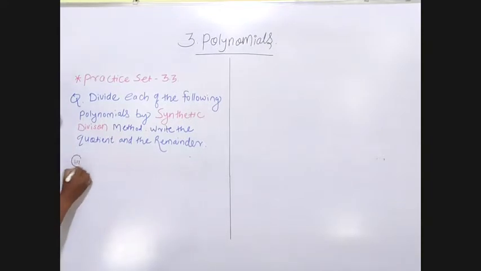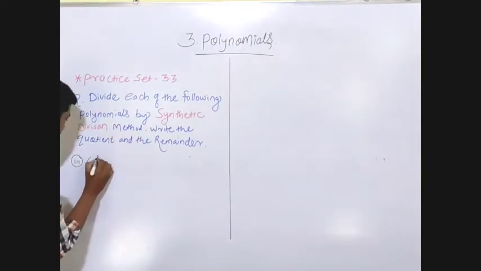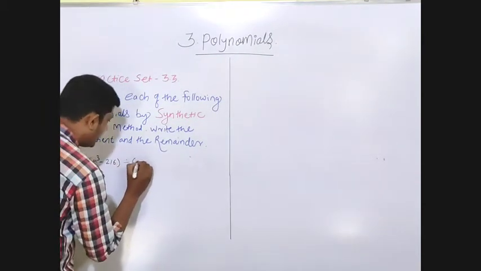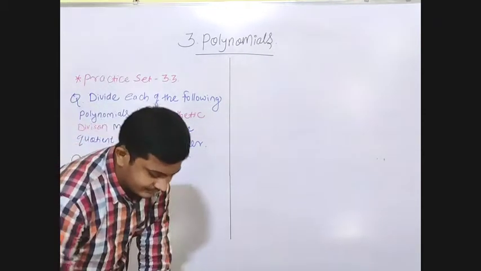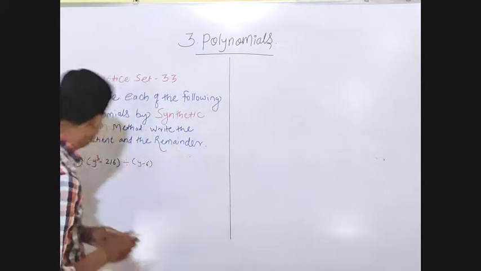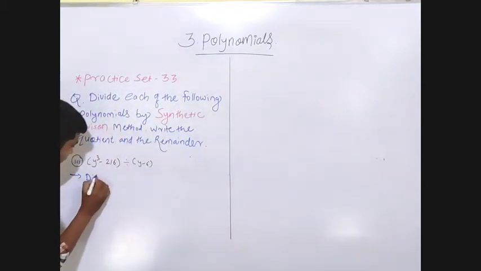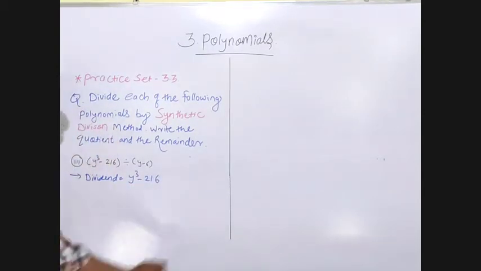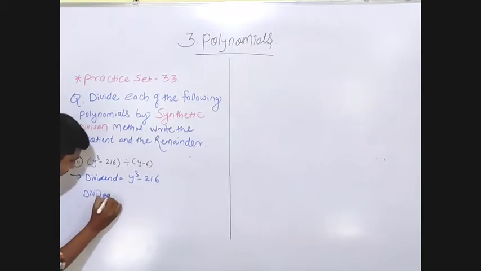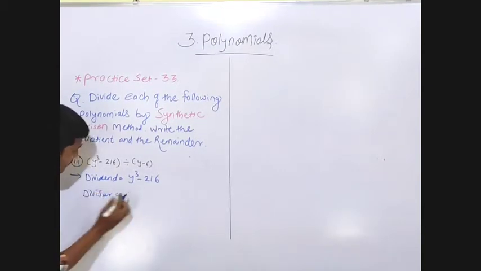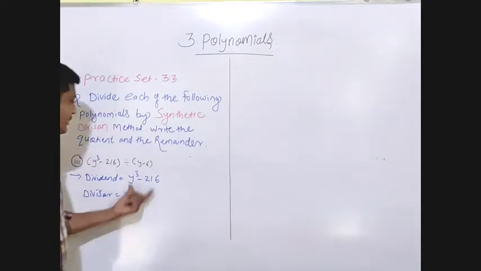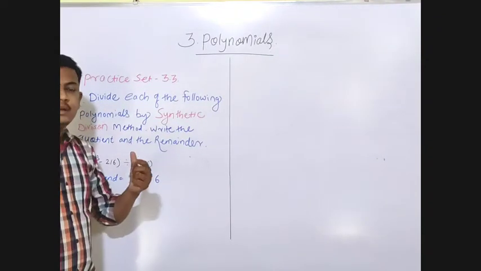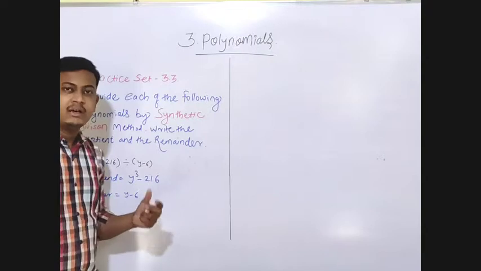Third example: y raised to 3 minus 216 divided by y minus 6. First of all, the dividend is y raised to 3 minus 216 and the divisor is y minus 6. So first of all we have to write the coefficient form for this. Here the highest degree is 3, so the given polynomial can be written with 4 terms.